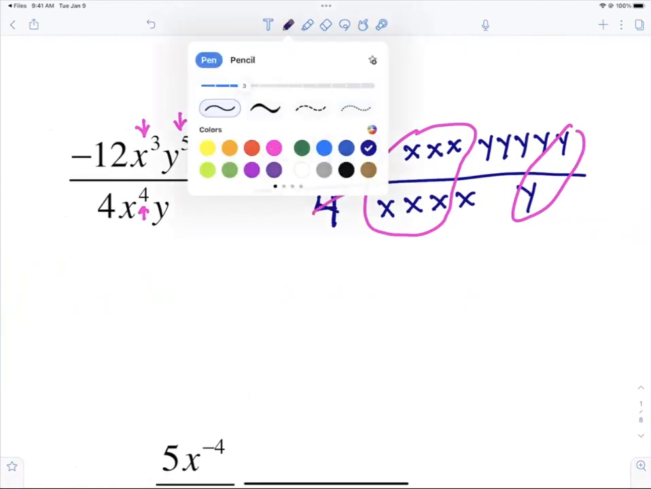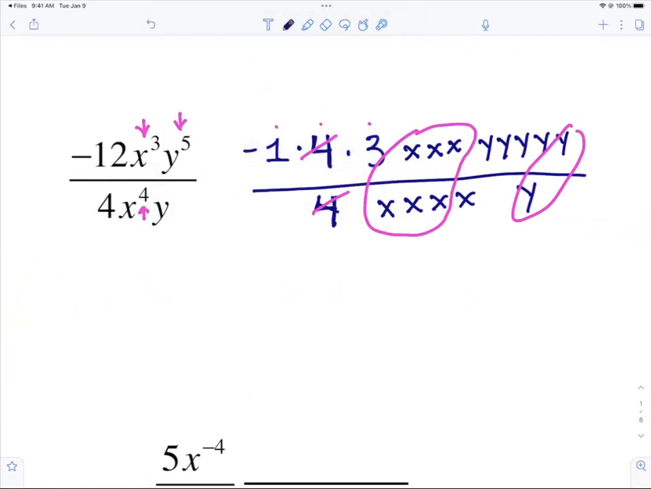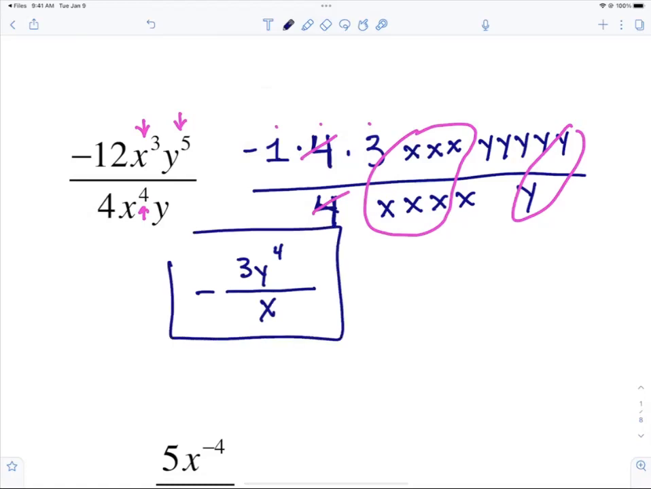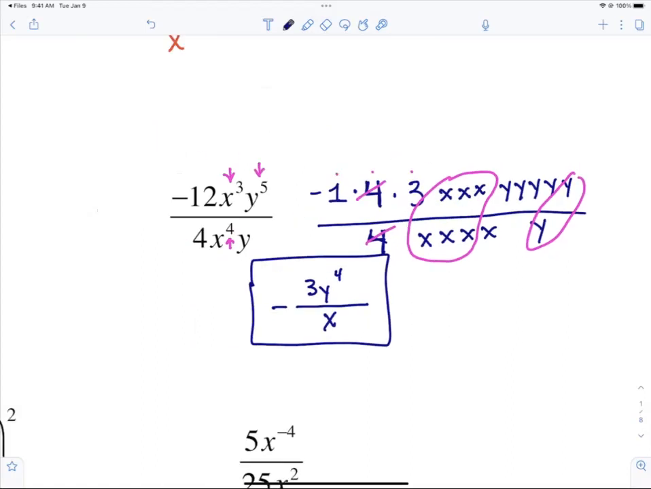So what remains here, I've got a -1, which I'm just going to make a negative sign. Here's my fraction bar. 3 on top. I've got 4 y's left on top. And then the denominator, I just have a single x. So anything that does not divide out is left over, and they all come together to create the simplified ratio.